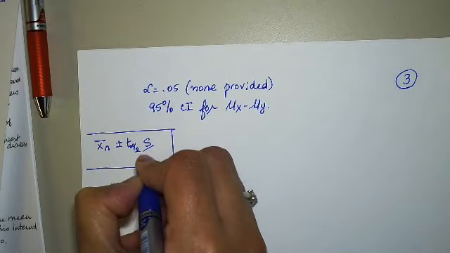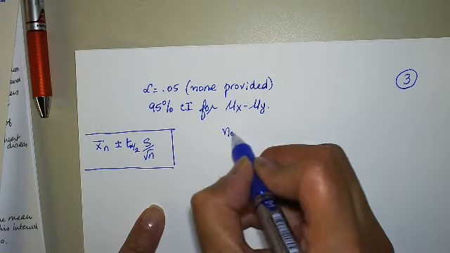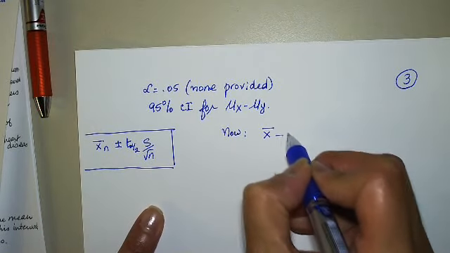How do you create the confidence interval formula? Well, it used to be this. In the simple case, it used to be this. X bar n plus or minus T alpha over 2 S over rad n.